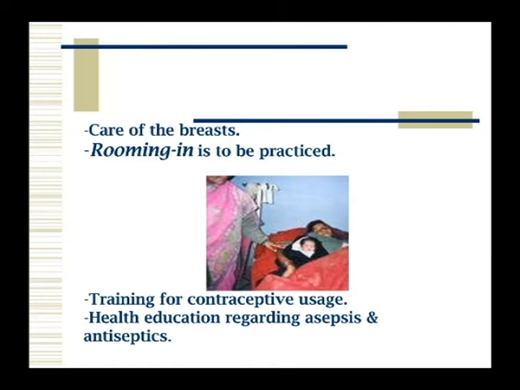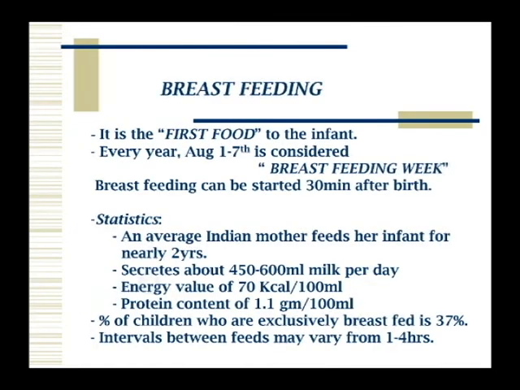Training for contraceptive usage has to be done. Health education regarding asepsis and antiseptics has to be done. Next important thing is breastfeeding. It is the first food to the infant. Every year August 1 to 7 is considered as breastfeeding week. Breastfeeding can be started 30 minutes after birth, that is as early as possible, and around 30 minutes it may take because of the delivery.